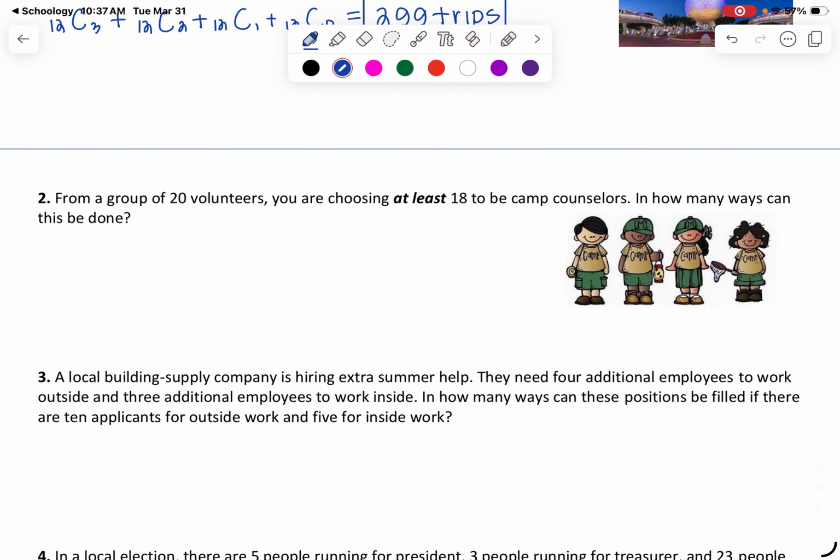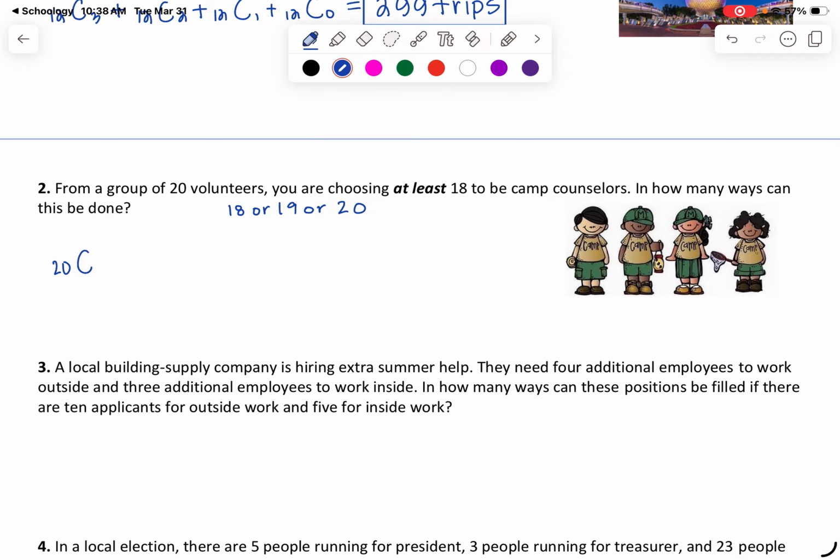All right, let's look at another problem here. So it says, from a group of 20 volunteers, you are choosing at least 18 to be camp counselors. How many ways can this be done? So you're going to do 18 or 19 or 20. So 18 choose, no, not 18 choose. There's 20. Choose 18. Or 20 choose 19. Or 20 choose all 20, which there's just one way to do that. And put that in your calculator and you get 211 different ways that you can do this.